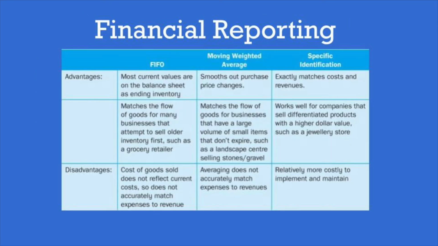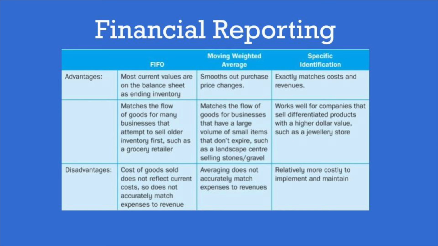So I guess in summary, what you need to do is look at, well, what are the relative advantages of each one? Well, if we look at FIFO, first in, first out, it's the most current value on the balance sheet as ending inventory. That's important because, again, relevancy kicks in. It matches the flow of goods from many businesses that attempt to sell older inventory first, such as a grocery retailer. Obviously, you want to sell your older stuff first. The major disadvantage, though, is the cost of goods sold doesn't necessarily reflect the current costs, and so does not accurately match expenses to revenue. That's a little bit of a disadvantage.